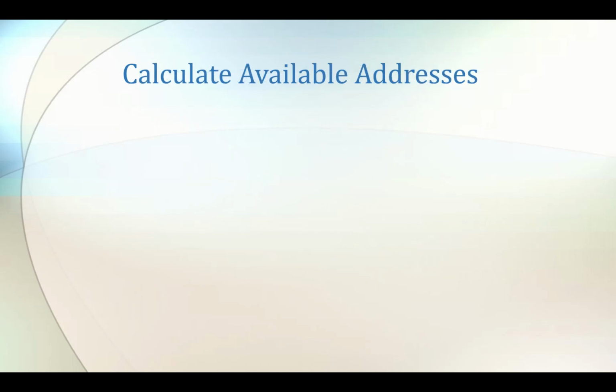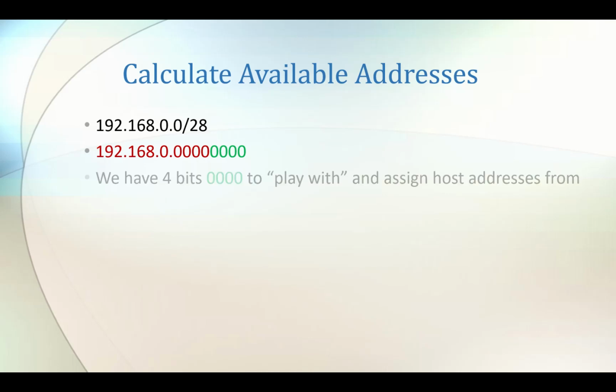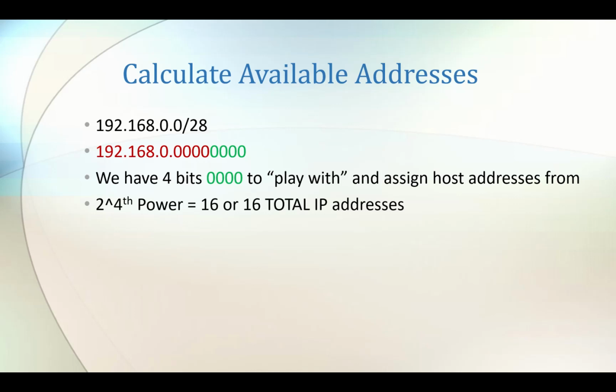Let's have a look at how that breaks down for our 192.168.0.0/28 subnet. First, I've broken out the last 8 bits into binary so we can concentrate on the part that really matters to us. Remember that in a /28 subnet, the first 28 bits of the address are dedicated to the network portion, and we have the last 4 bits of the last octet to play with and assign host addresses from. 2 to the 4th power equals 16, or 16 total IP addresses. But of those 16, what can't we use?